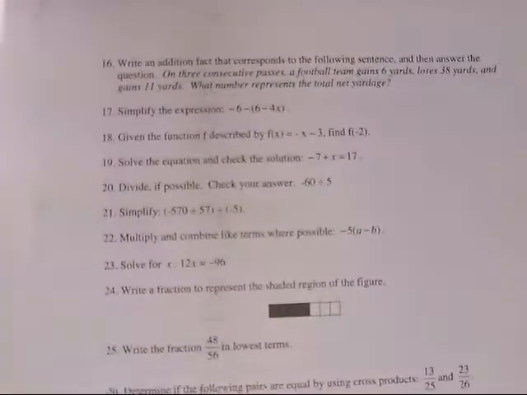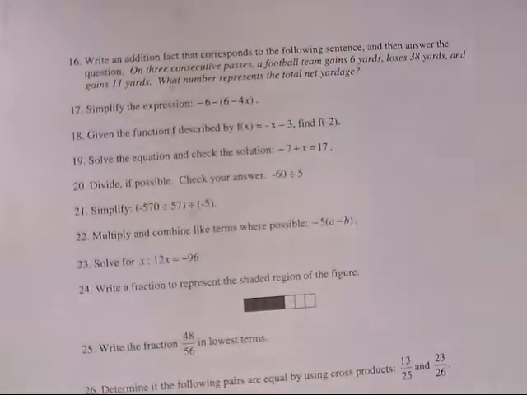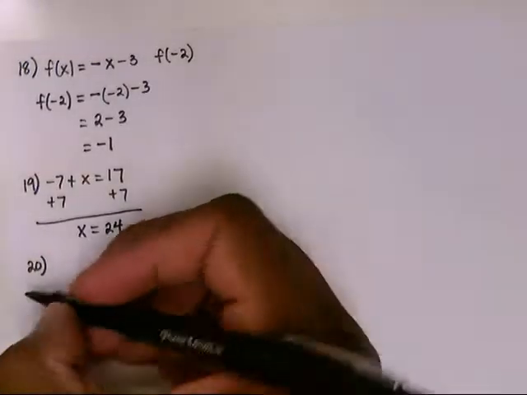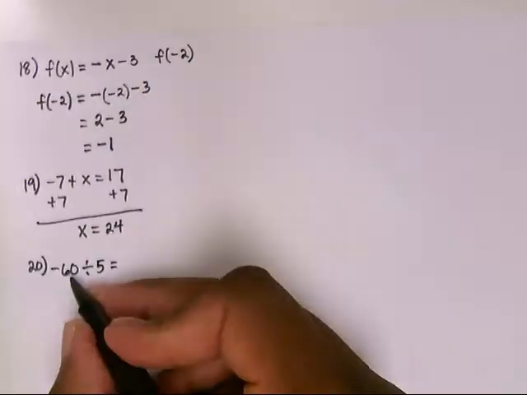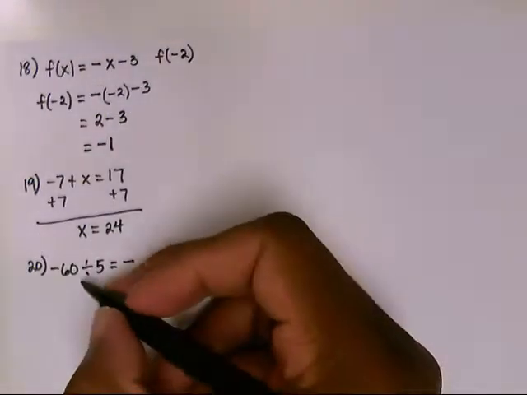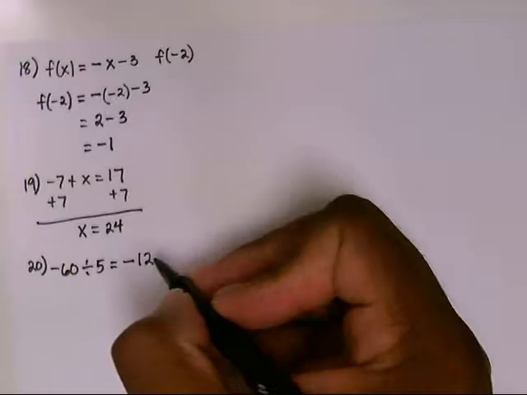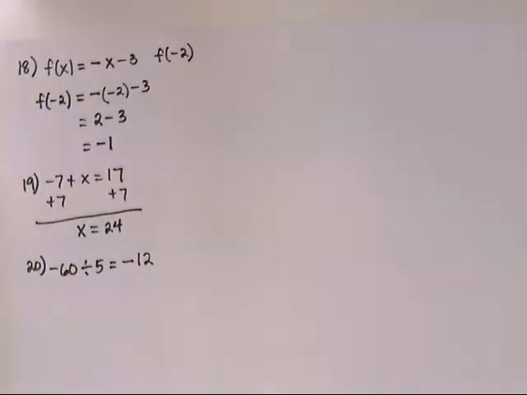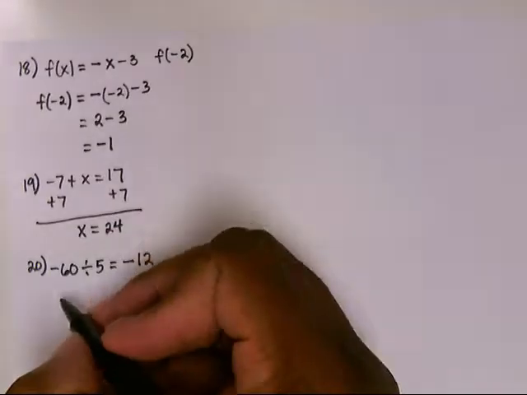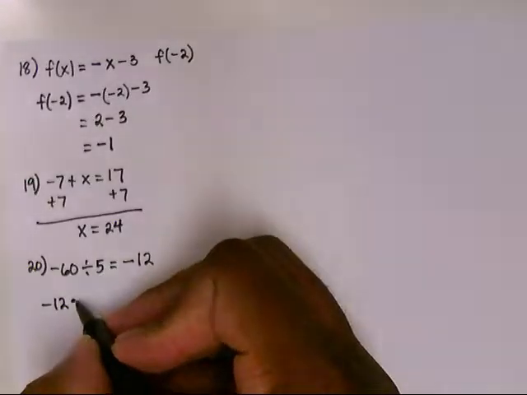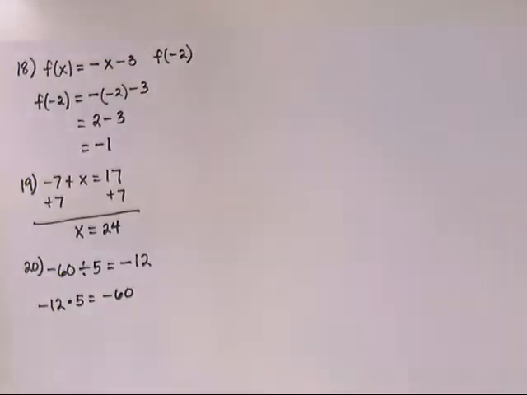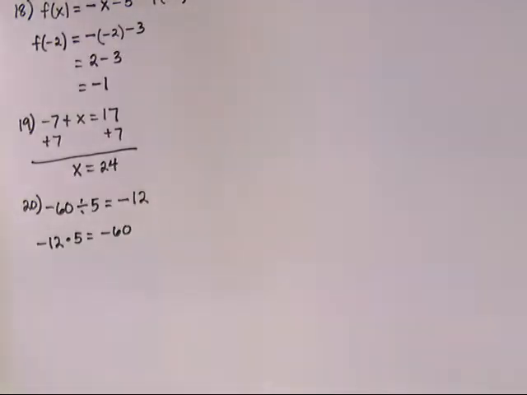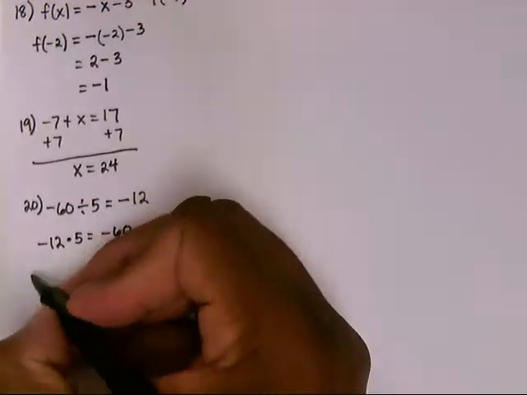Number 20. Divide if possible and check your answer. Here we got negative 60 divided by 5. Well, if we do a negative divided by a positive, that's going to be negative, and then 60 divided by 5 will give you 12. So negative 60 divided by 5 will give you negative 12. And we can check by doing negative 12 multiplied by the 5, you should end up with negative 60. That's how you can check your answer, because the opposite of division would be multiplication.